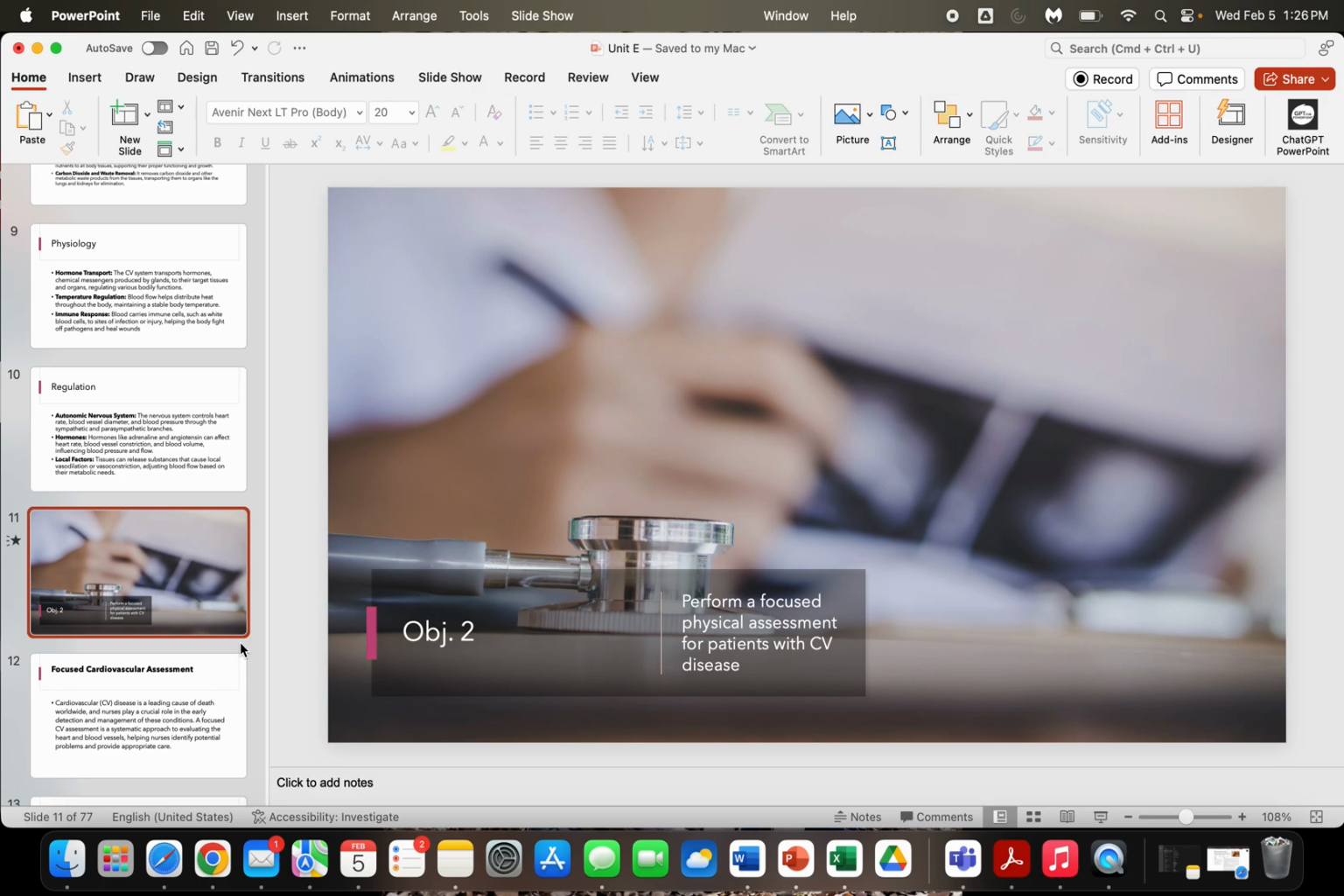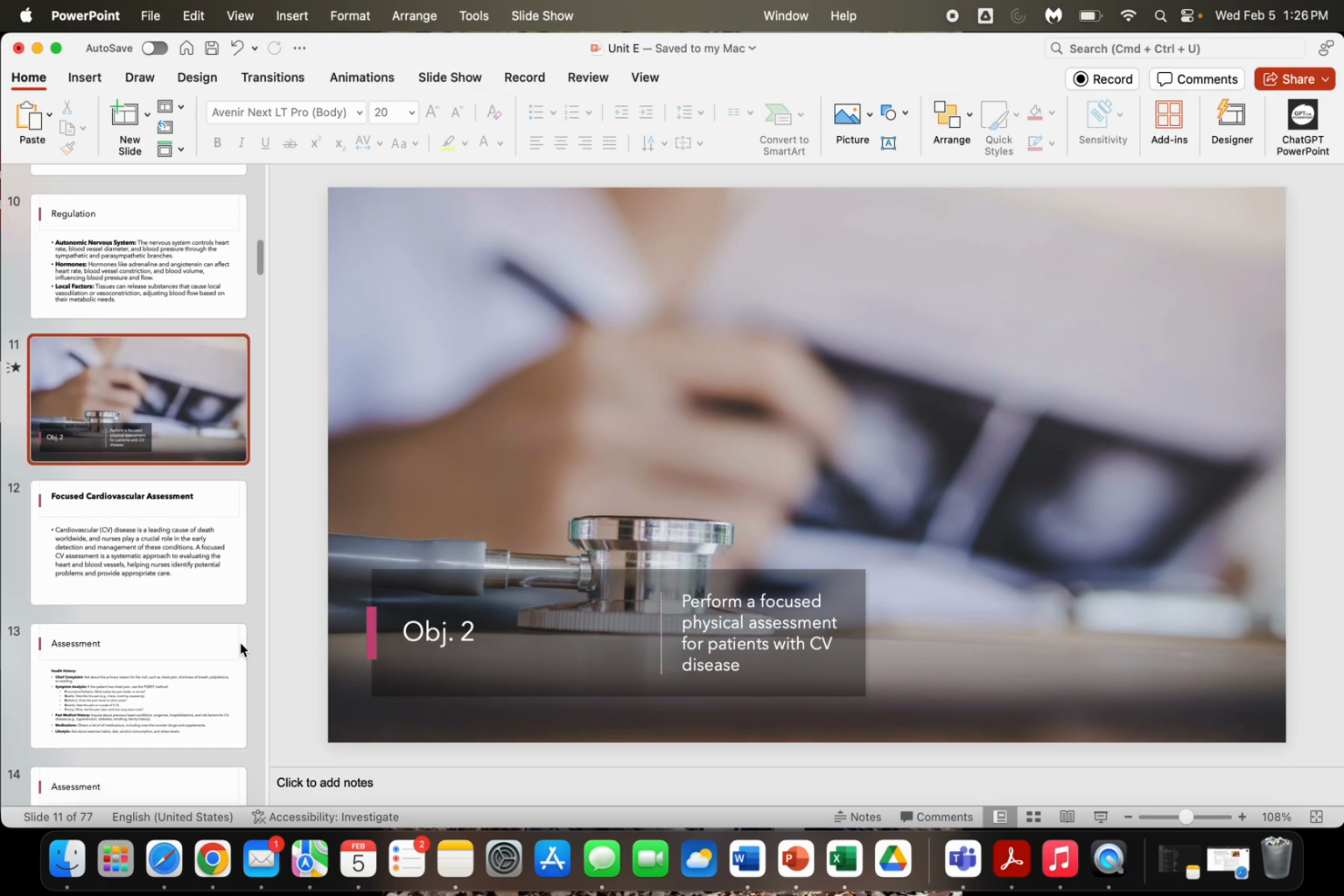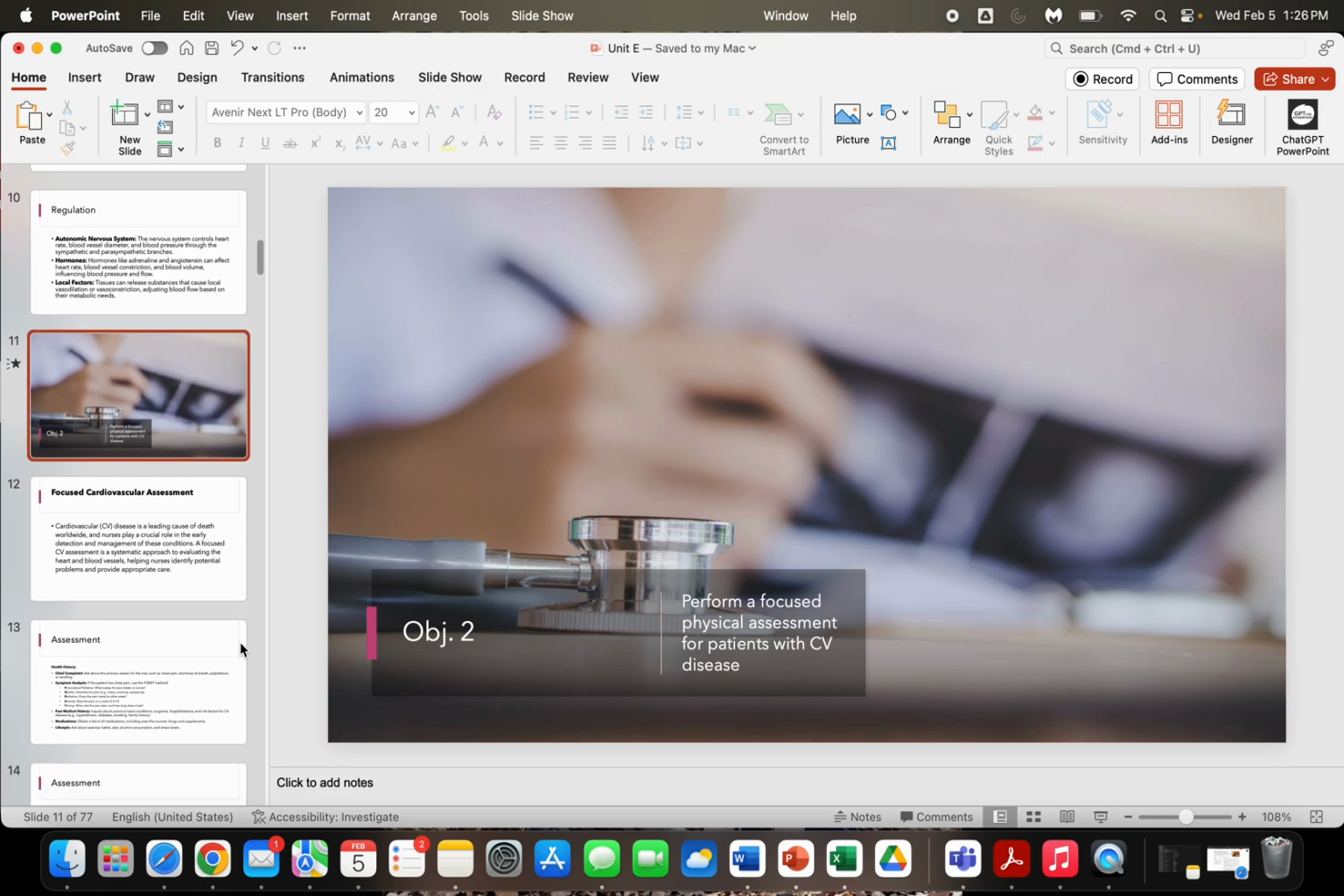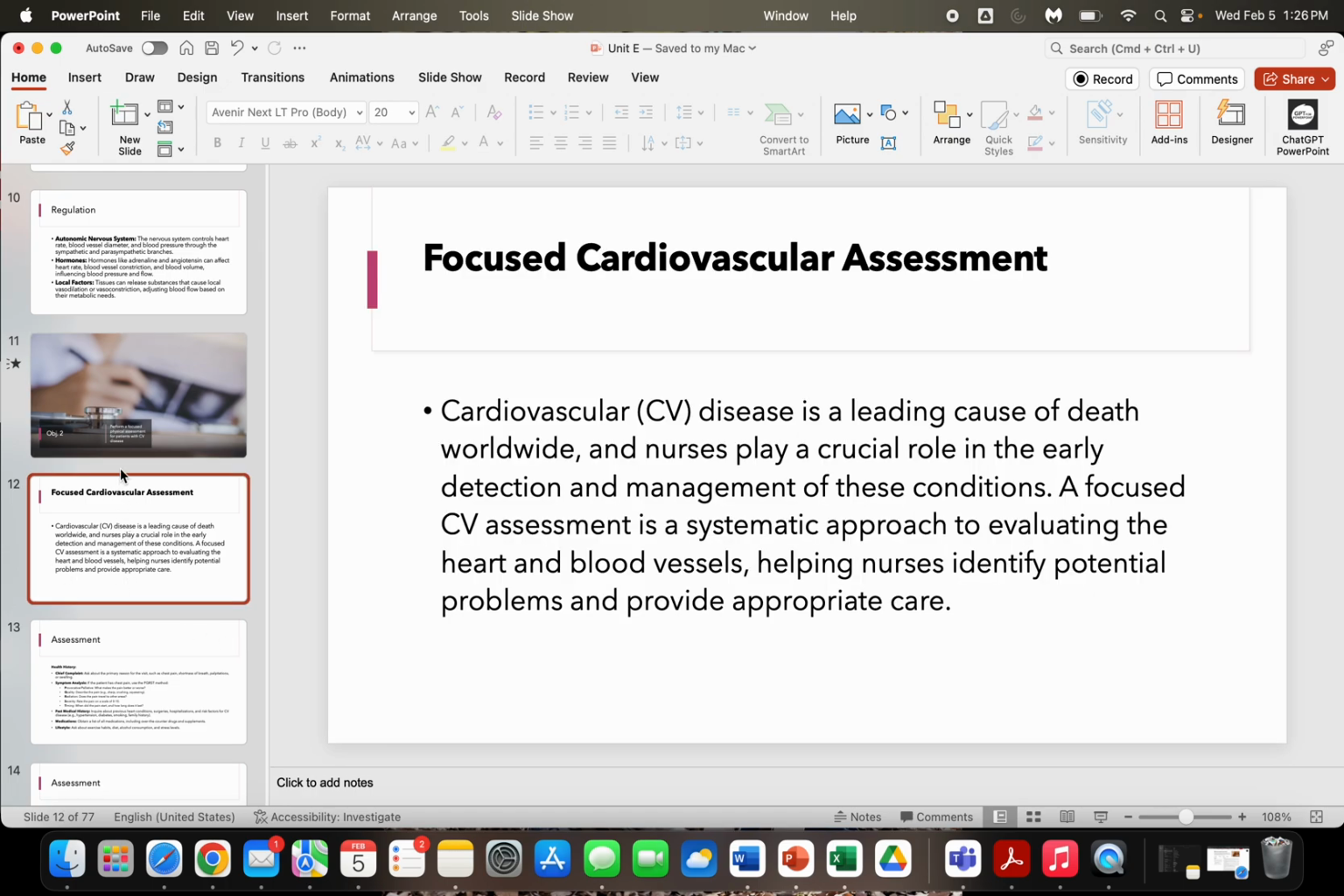So objective 2, a focused physical assessment for patients with cardiovascular disease. So how do we assess the cardiovascular system, right? What are we actually looking for, right?